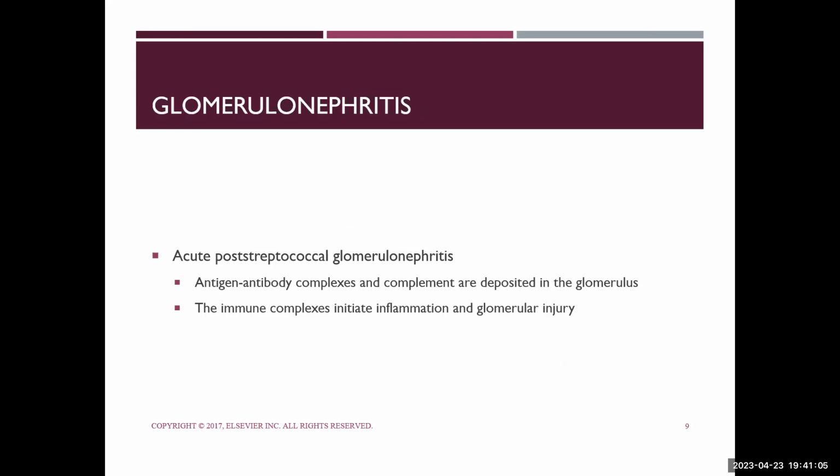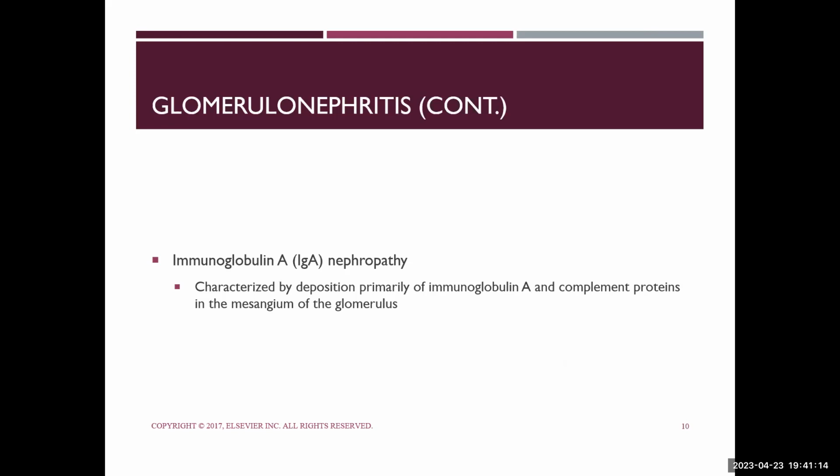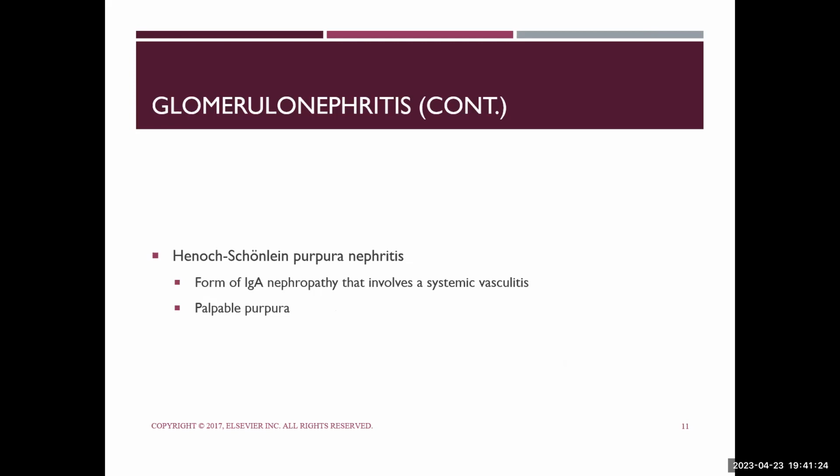So again, this is an immune complex. This is a type 3 hypersensitivity condition, the acute post-streptococcal glomerulonephritis. IgA nephropathy also is a type 3, since it has to do with antibody-antigen complexes. The Henoch-Schönlein purpura, that also involves IgA, whereas the IgA nephropathy just affects the kidney.